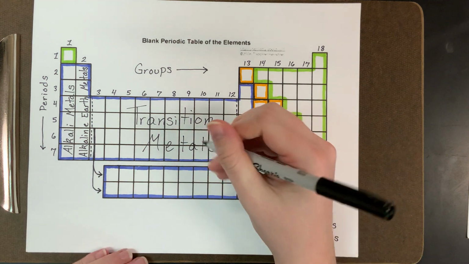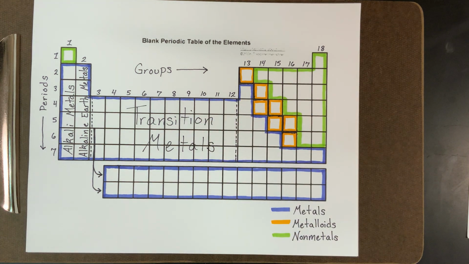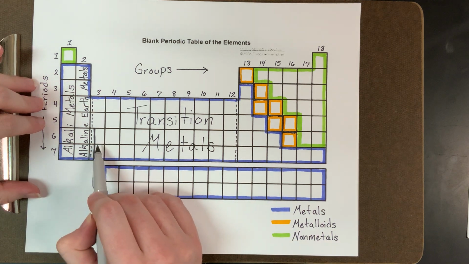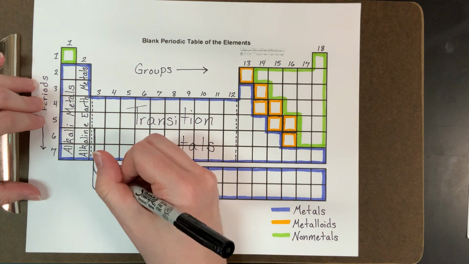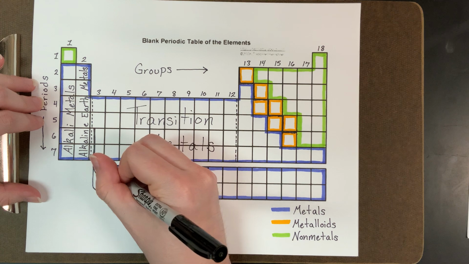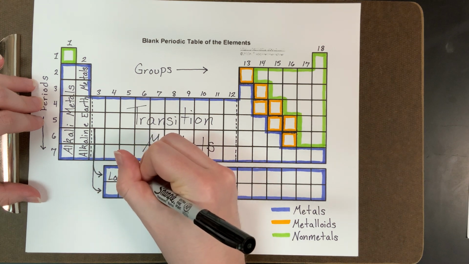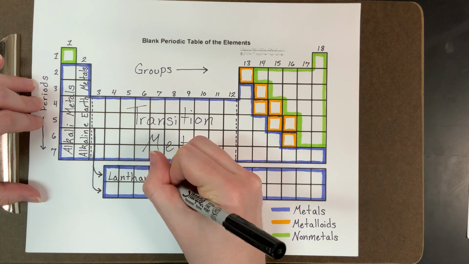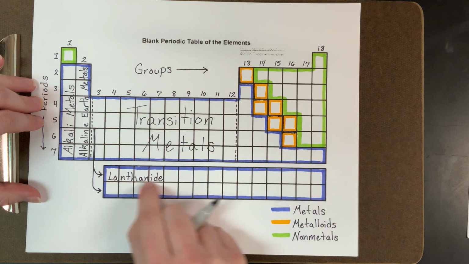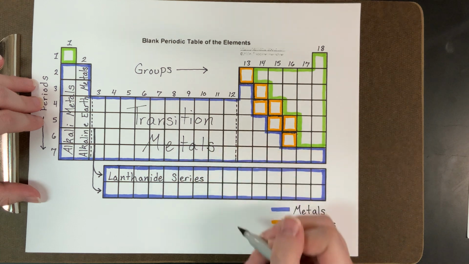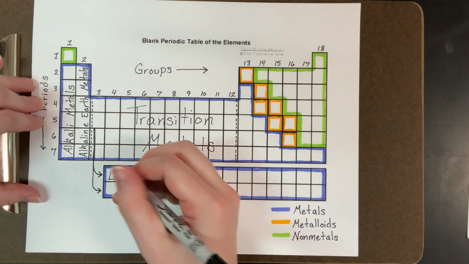So groups 3 through 12 are the transition metals. Inside the transition metals, we have what are known as the inner transition metals because, you know, they're inside. So the inner transition metals have the actinide series, or lanthanide series, combine the two names. Start off with the lanthanide series on top. And then I have the actinide series on the bottom row.